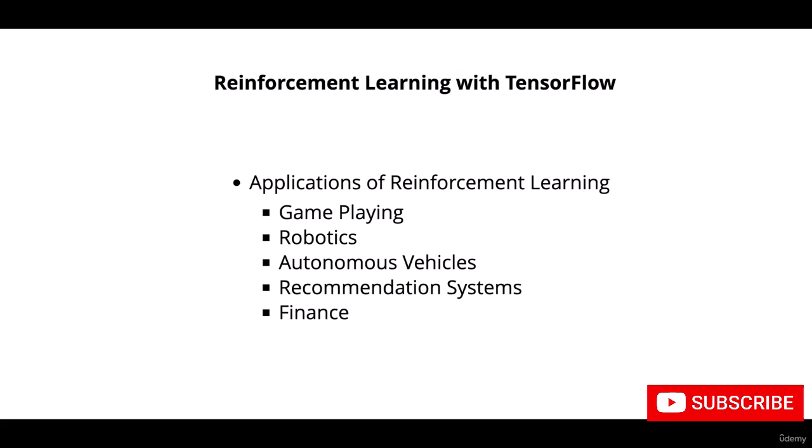Next, we have applications of reinforcement learning. Where is it used? So first one is game playing, where RL has achieved remarkable success in playing games like Go, chess, and video games. Next is robotics, where RL is used to train robots to perform complex tasks like manipulation, locomotion, and navigation. Next is everybody's favorite, autonomous vehicles, where RL techniques are applied in developing autonomous vehicles for decision making and control.